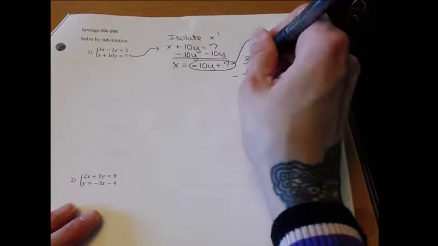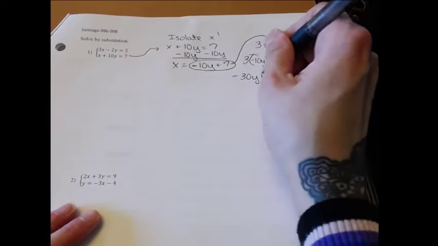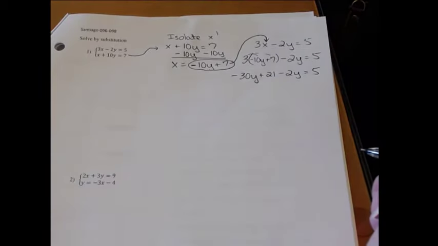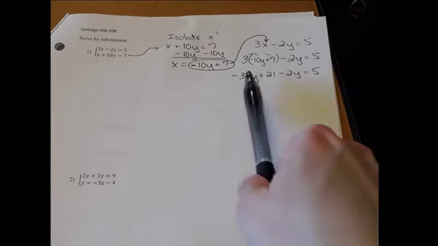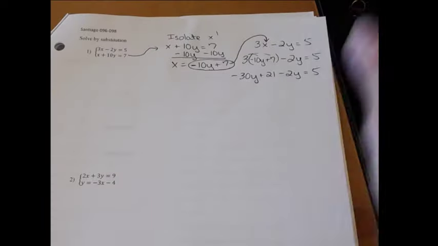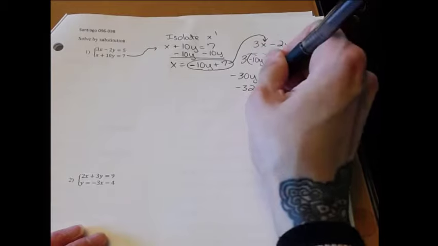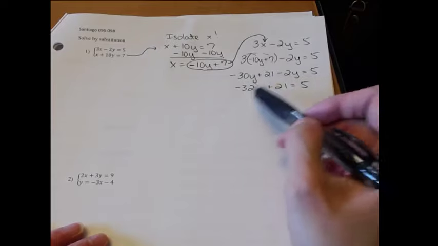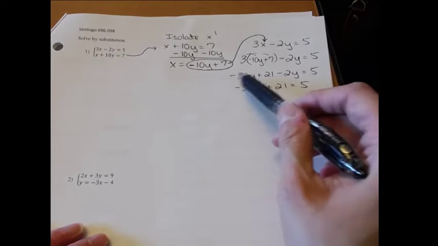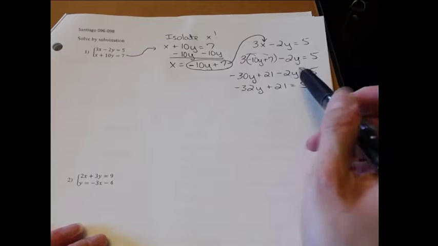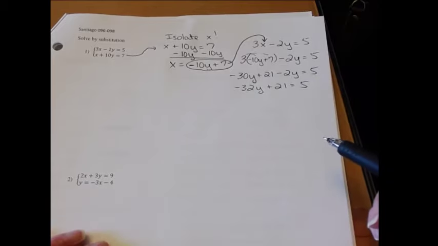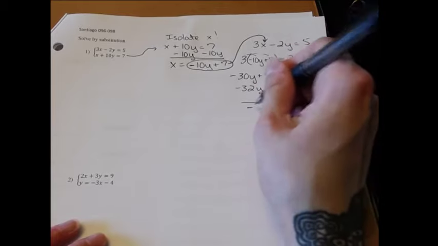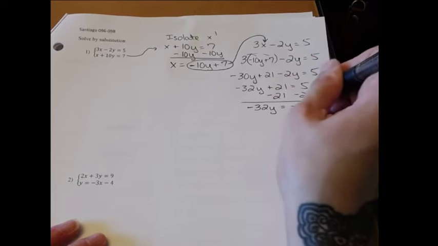So that gives us negative 30y plus 21 minus 2y is equal to 5. Let's solve. Negative 30y and another negative 2y, well, that's going to give us negative 32y. They have the same sign, so you sum them and keep the sign. If you're in the hole 30 bucks and you lose another $2, oh, you're in the hole 32. We are going to subtract 21 from both sides. That gives me negative 32y is equal to negative 16.